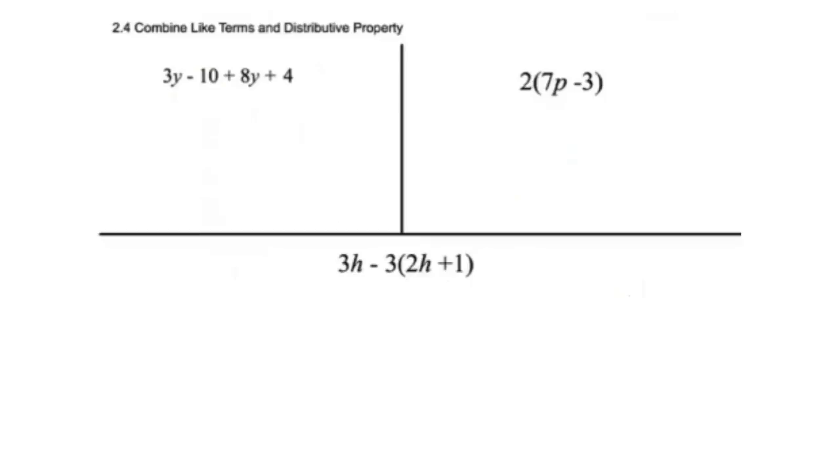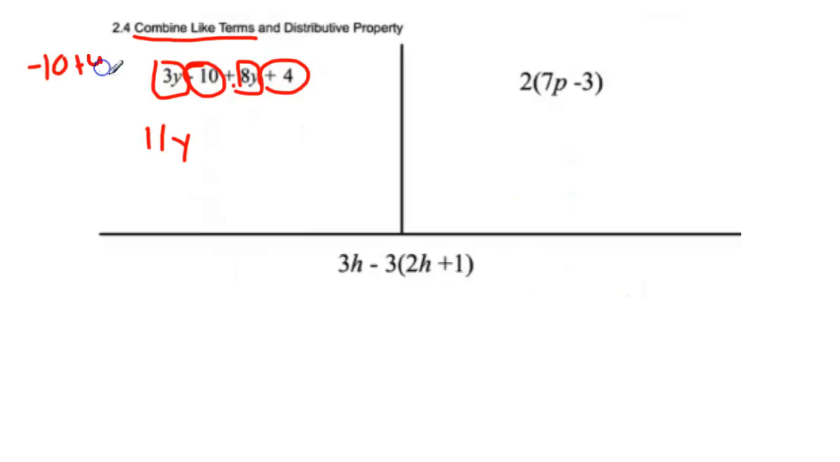Alright, this is the last one. Combine like terms and distributive property. So combining like terms, that's when you have terms that have the same variable with the same exponent. So I look over here, that's 3y, and that's 8y. If I combine those together, that is 11y. Over here, -10 plus 4, that is -6.